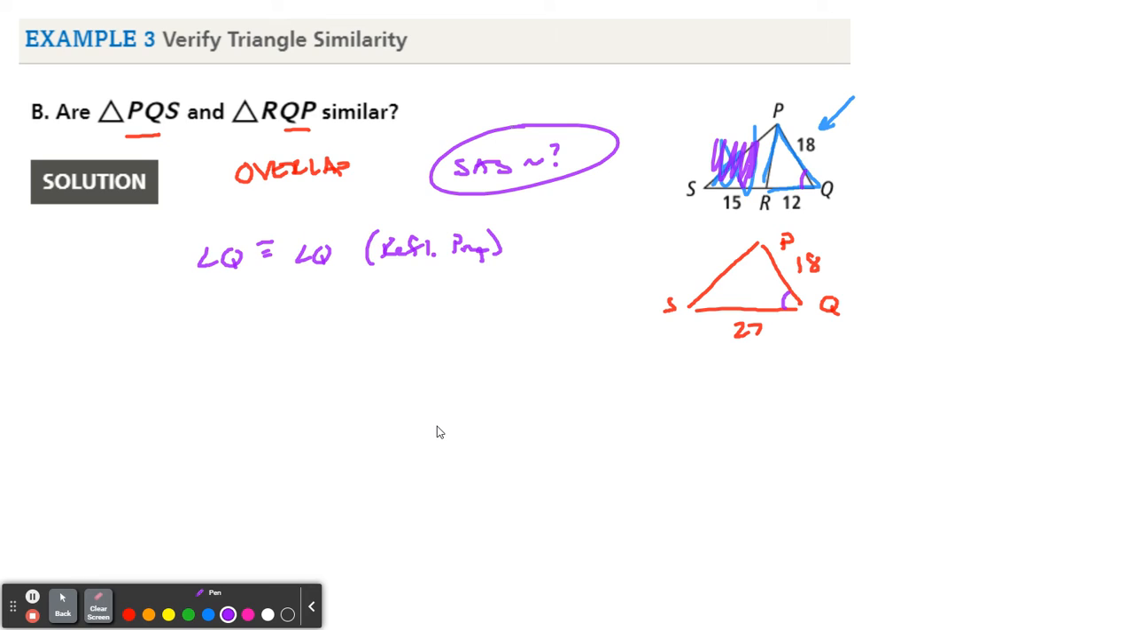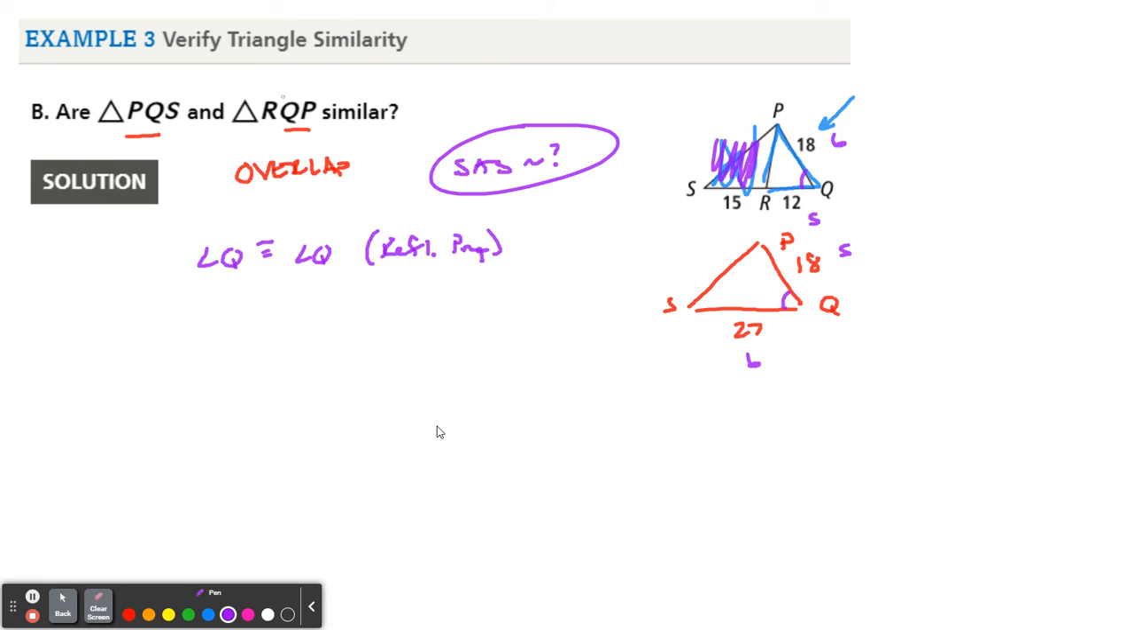Well, let's see. Now we have to look at the sides we have left. One side is small and one side is big. In this top triangle, RQ is smaller, it's 12. In this one, PQ is smaller, it's 18. So we'd probably compare those two sides and then these two sides. Do not compare 18 to 18. It doesn't match the correspondence, right?